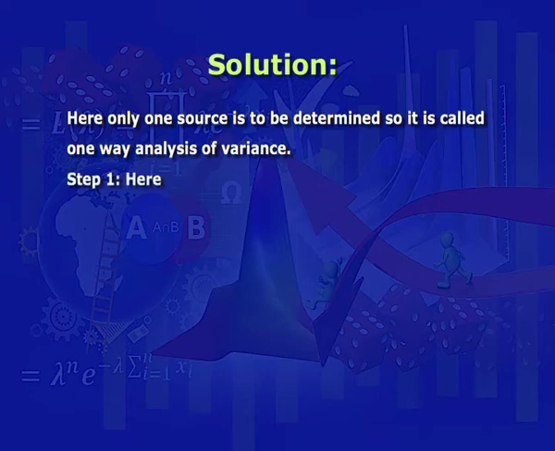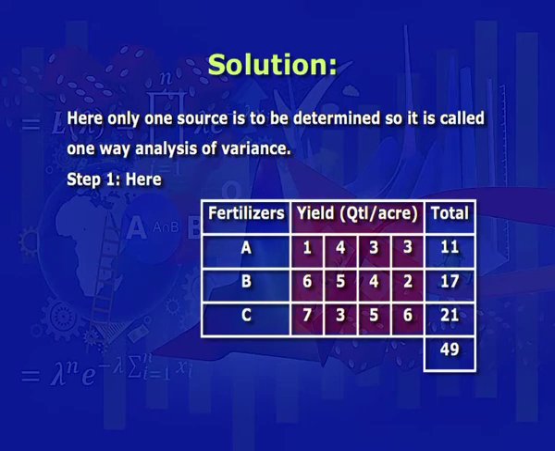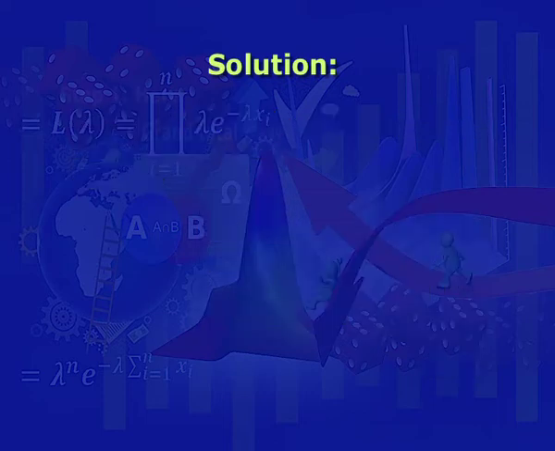In step 1, here we have given the values of the yield due to different fertilizers under 4 different plots. Let us find the total yield for fertilizer A, that is the sum of 1, 4, 3, 3, which comes out 11. Similarly, for fertilizer B, the total becomes 17, and for fertilizer C, the total is 21, and the total of all these totals is 49. We call it the grand total. Here grand total G is equal to 49.